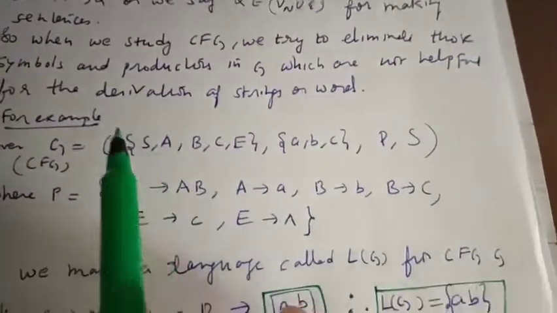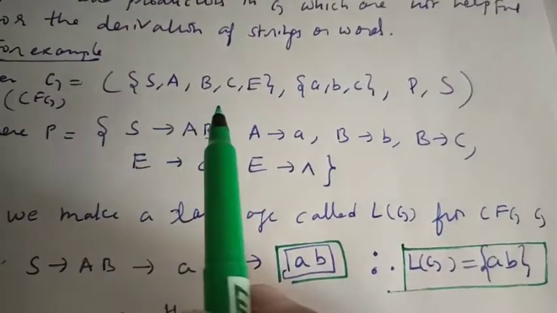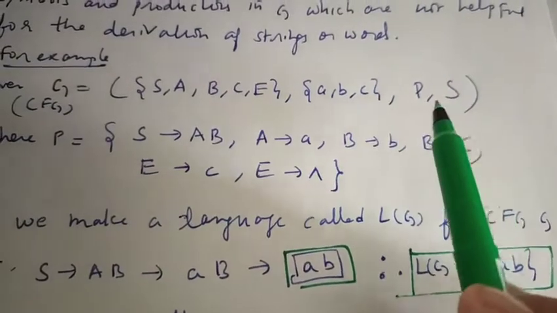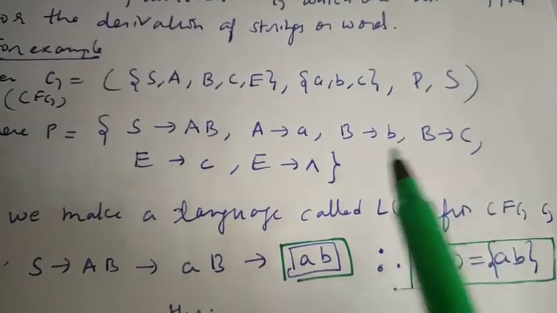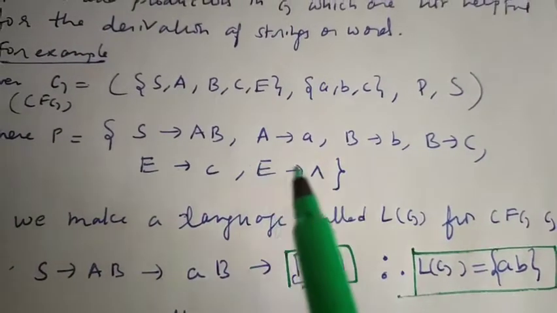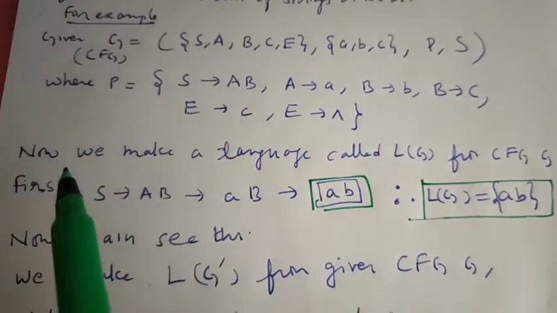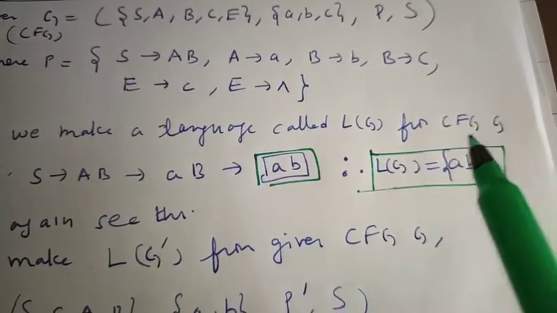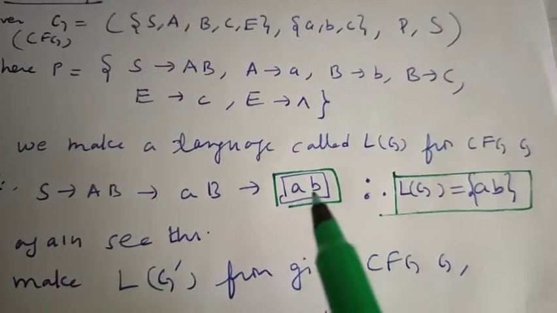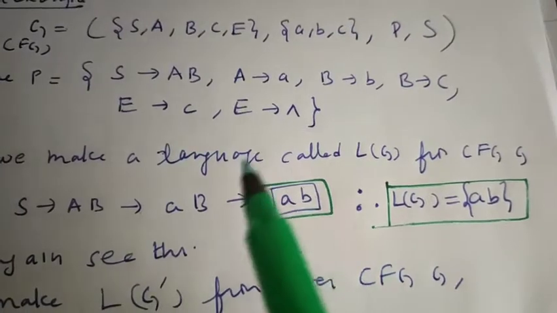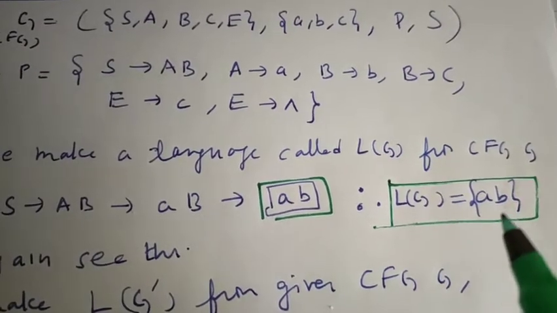Let us see a very short example I want to explain. Given the CFG G equal to (V, sigma, P, S), where P consists of S tends to AB, A tends to a, B tends to b, B tends to capital C, E tends to small c, and E tends to null. From the given productions, we want to find the language L(G). S tends to AB, A tends to a, and B tends to b, so the smallest string is ab, and applying these any number of times, we make only this sentence. So the language generated by the CFG is ab.